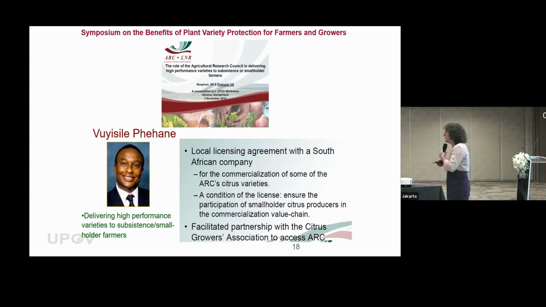So they will put that condition in the license. The private company that is going to commercialize the variety from the public institute will have to make that variety available for the farmers and growers, especially smallholder growers in that particular part of the country. This is possible through plant variety protection and the licensing agreements that come with it. So it is possible to protect and also to deliver public good.